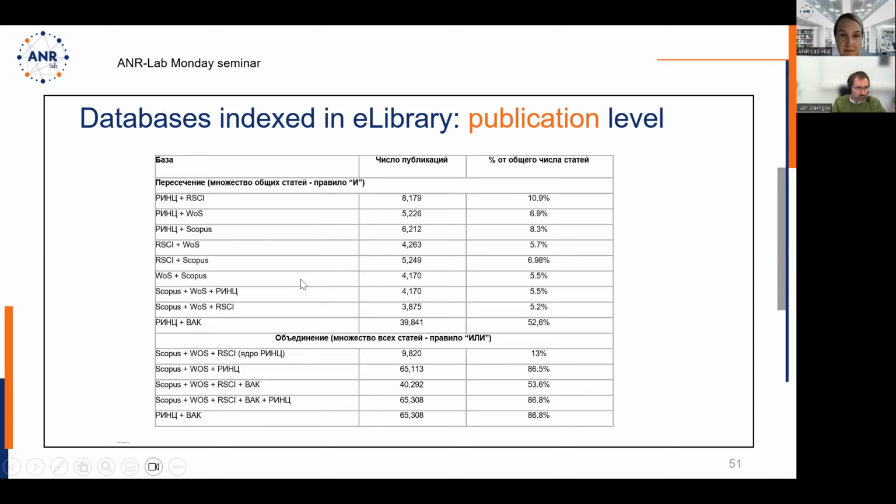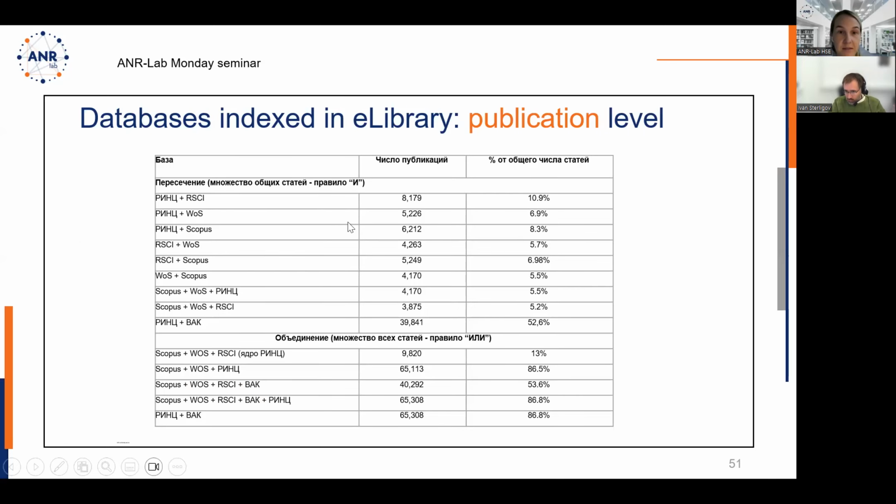But it's interesting that what I would like to say is that the usage of this database allows us to look at the intersection between different databases. It is interesting to see how many articles we have in these different subparts of different databases.